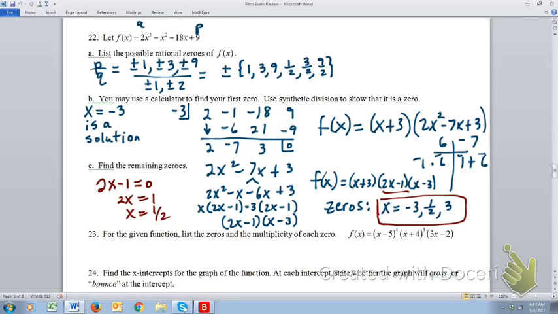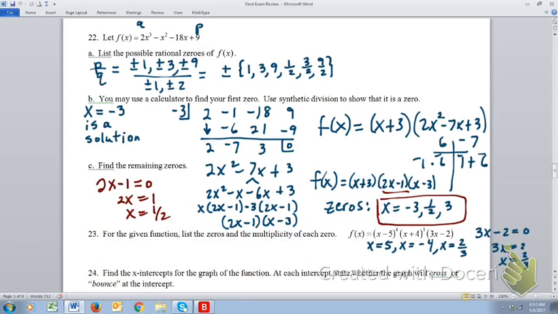Let's go ahead and look at number 23. So our zeros are going to be 5, -4. Let's see, I'm going to set 3x minus 2 equal to 0. And add 2 to both sides and divide by 3. We're going to get 2/3.